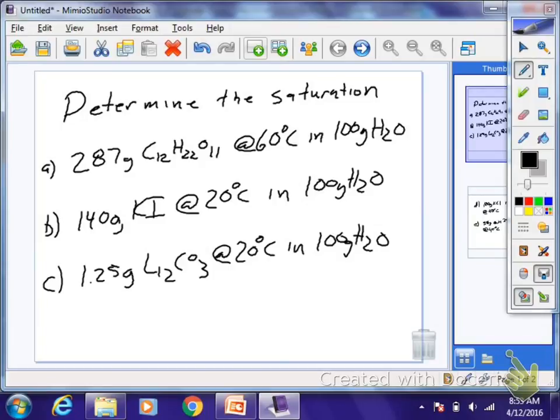Okay, so looking at the table, I want you to look at A, and I want you to determine if it's saturated, supersaturated, or unsaturated.